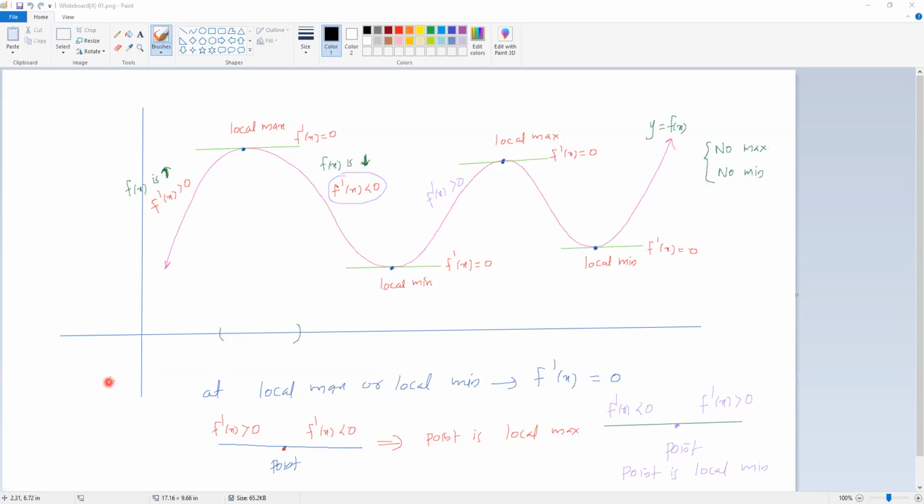But here comes the concept of local maximum and local minimum. Local maximum means a maximum in a particular locality. If you look at this interval, from here to here, in that locality that point is a maximum, which is why it is known as local maximum. And here there is a local minimum, meaning in that locality it is the minimum value. And here again a local maximum or local minimum.